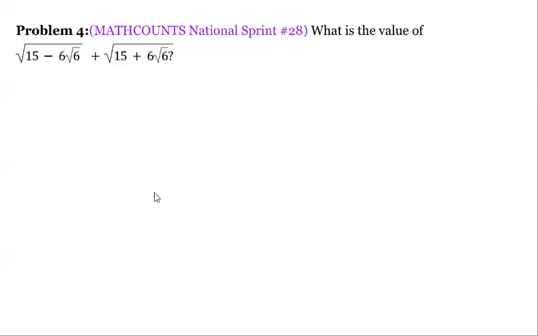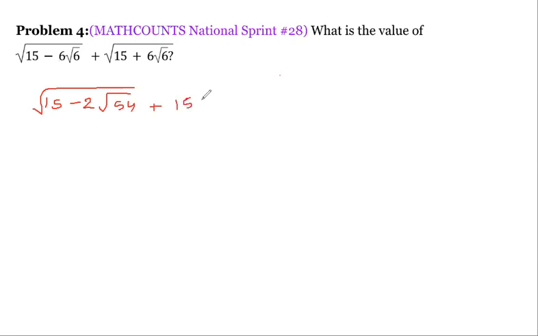The last problem for now is number 28 on a sprint round. And we have the same idea. So I hope you can do this question easily now. So let's try again. So 15 minus, so this is 6. I'm going to make it 2. And this is going to be 3 going inside our radical, which is 3 squared times 6, which is 54. And that is going to be under the radical.